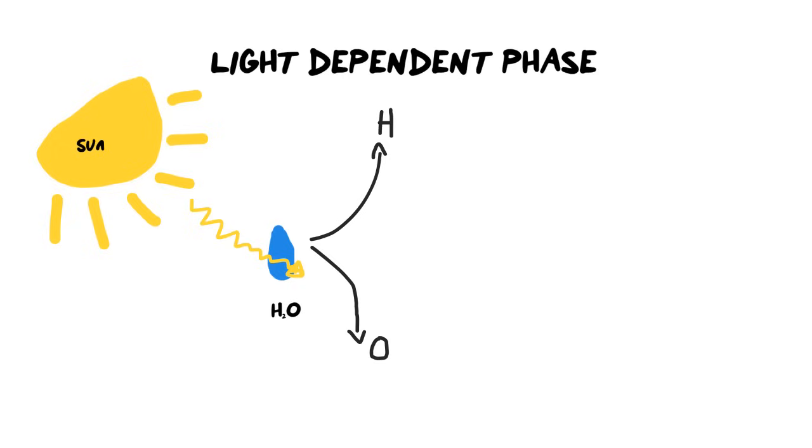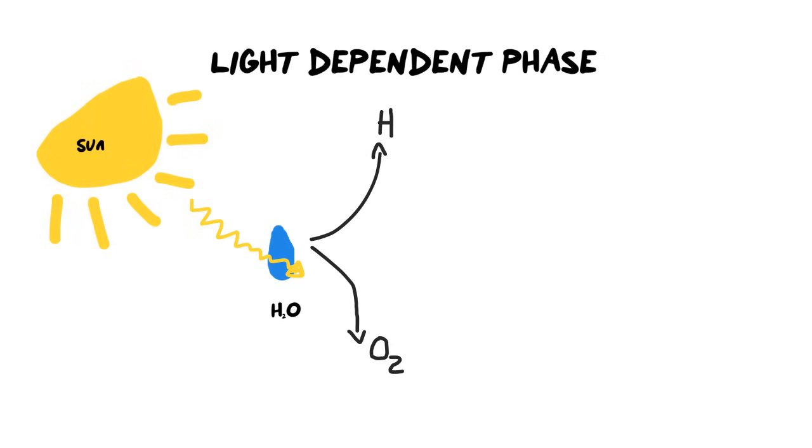Now let's talk about oxygen quickly because that's an easy one to discuss in terms of where it goes. Once we split the hydrogen and the oxygen from one another, the oxygen is given off in the form of gas, and that is where we get oxygen from plants. That's where animals then use it to breathe and to respire. Now let's get back to that hydrogen.